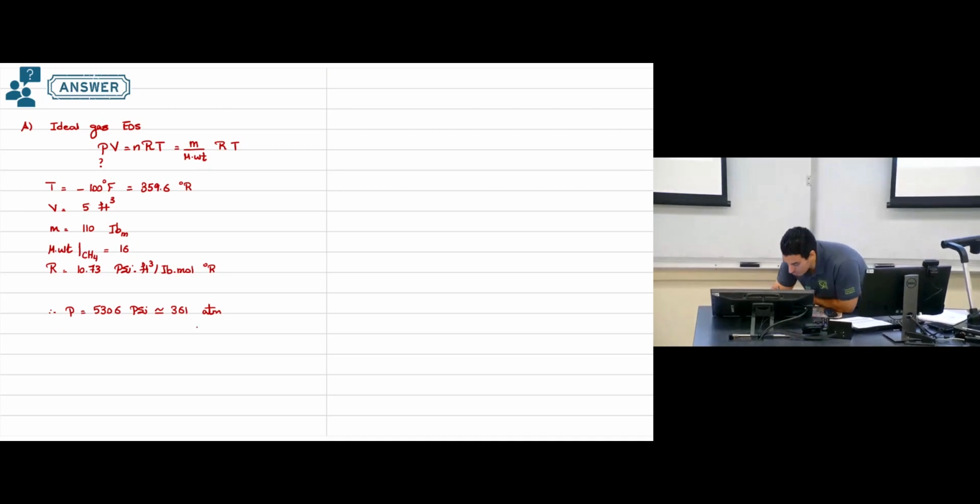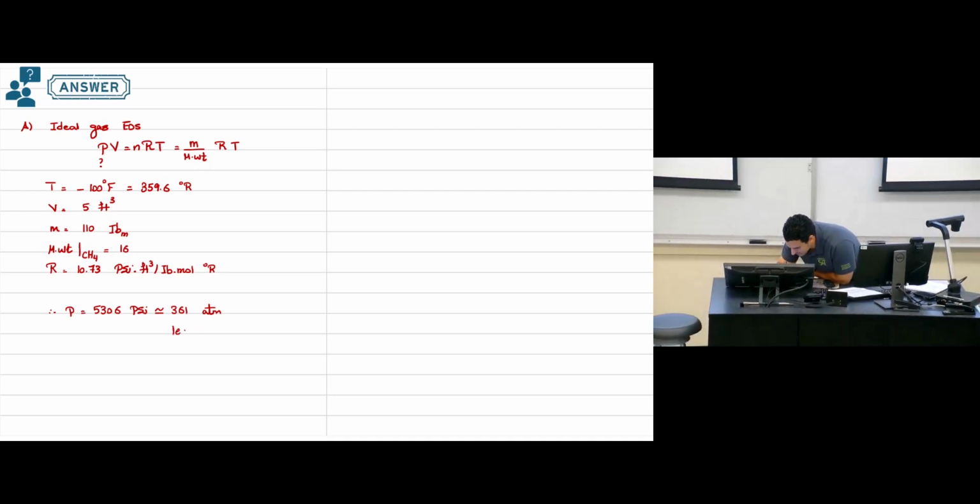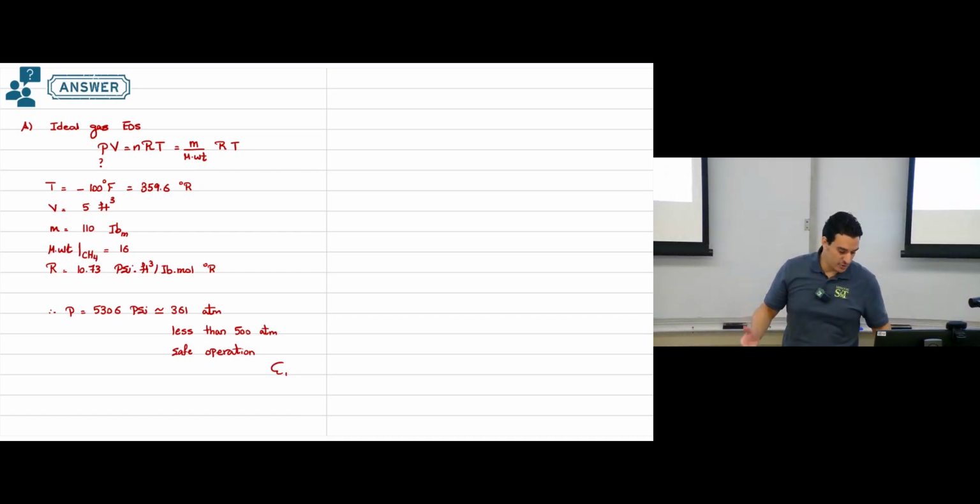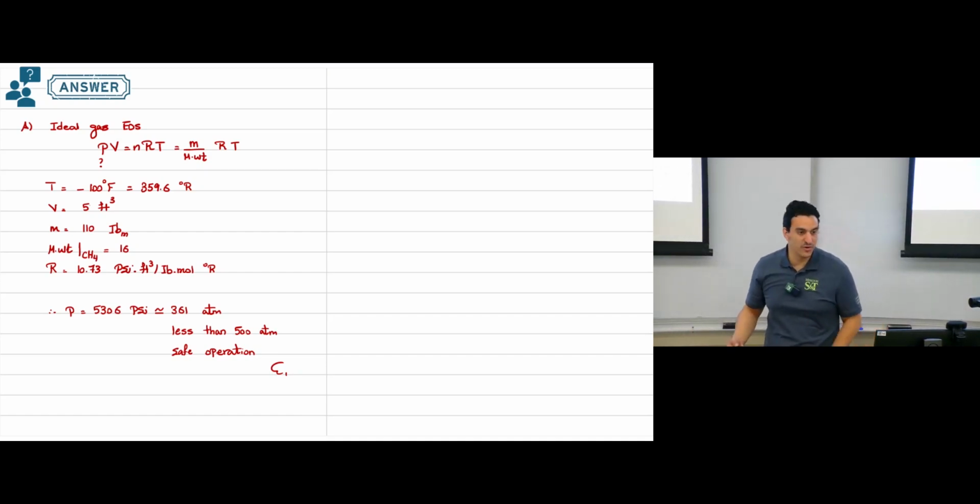So again, this one is less than 500 atmosphere, so you can conclude that we have safe operation. And this is the first requirement. Everything is under control, we have safe operation. So if you use the ideal gas, everything will be fine.